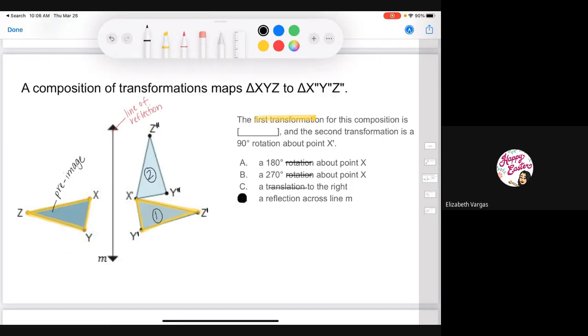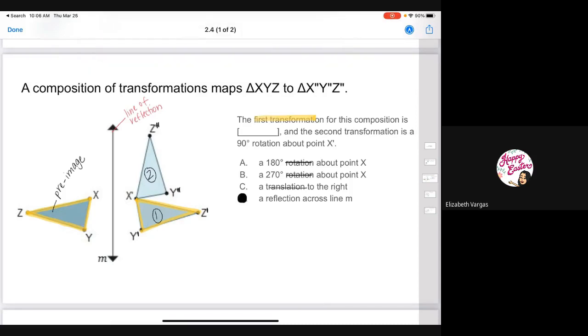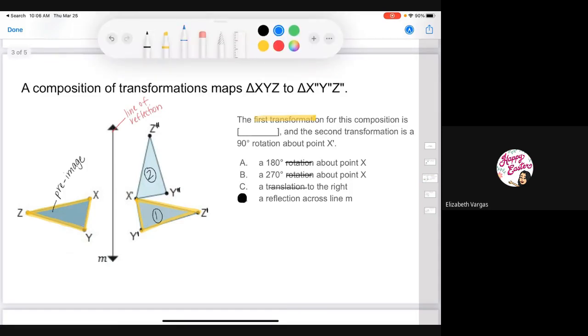For the second one, it's telling us it is a rotation of 90 degrees. Any questions about this? And with this one, you need to be able to differentiate between your first image after your first transformation and your second image after your second transformation. That's why it's important to remember, if you see one prime notation, that's after your first transformation.